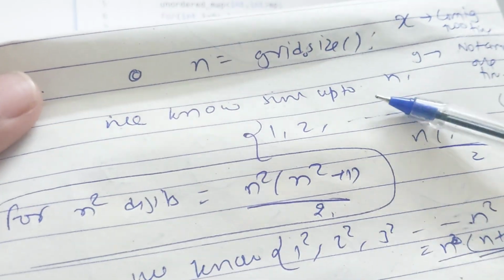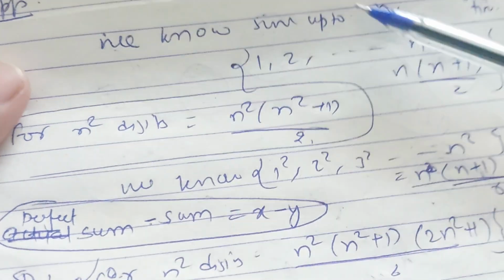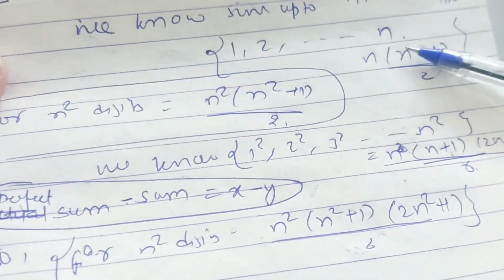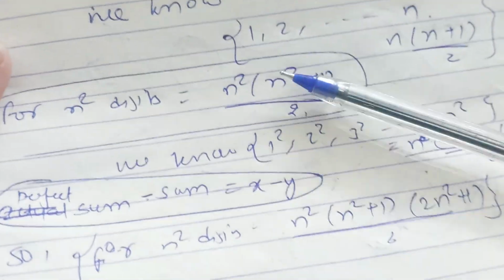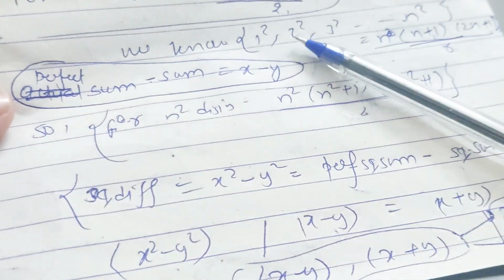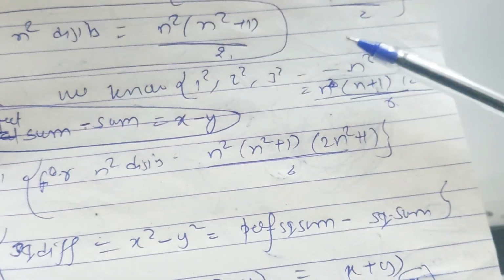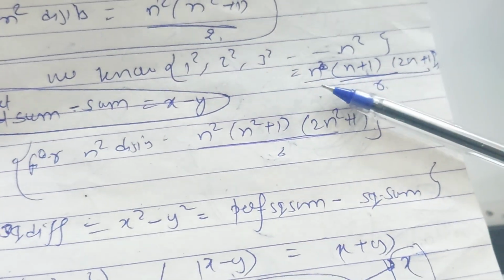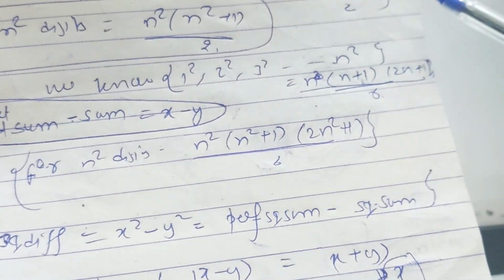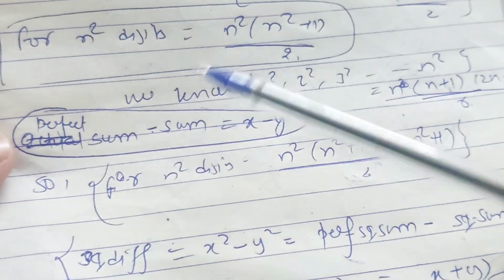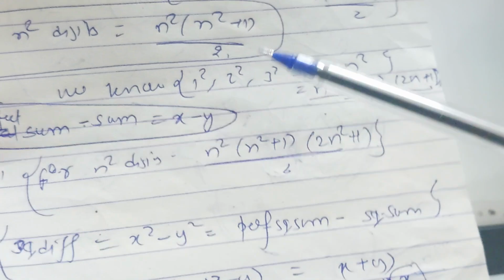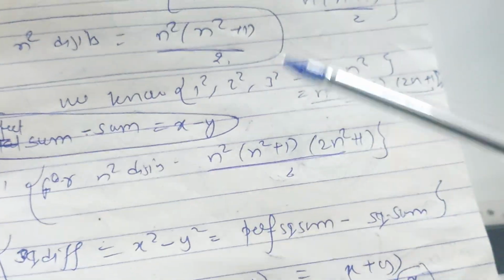We know the sum of the numbers from 1 up to n is n times (n plus 1) by 2, and for n square digits it should be n square times (n square plus 1) by 2. And for the numbers 1 square, 2 square, 3 square, up to n square, we know the sum is n times (n plus 1) times (2n plus 1) by 6. For n square digits, the sum will be n square times (n square plus 1) times (2n square plus 1) by 6.